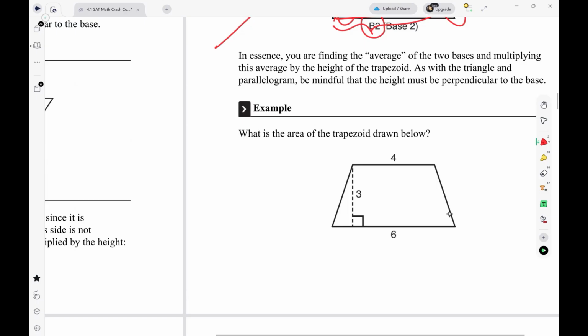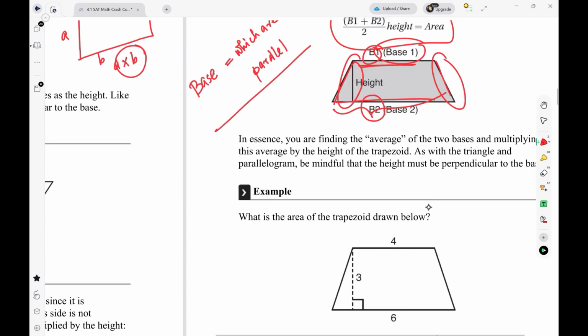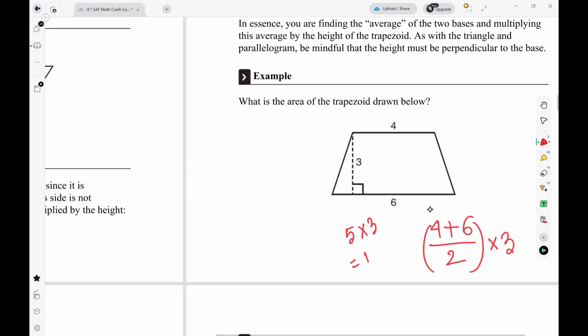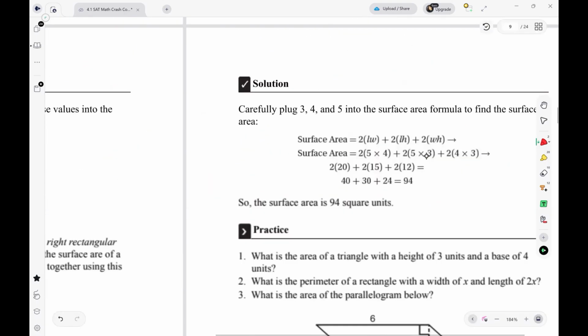To find the area of the trapezoid, we just need to take the parallel sides as the bases. So this is going to be 4 plus 6, divided by 2, multiplied by the height, which equals 3. So 10 divided by 2 is 5, times 3 equals 15, right? Okay, all right.